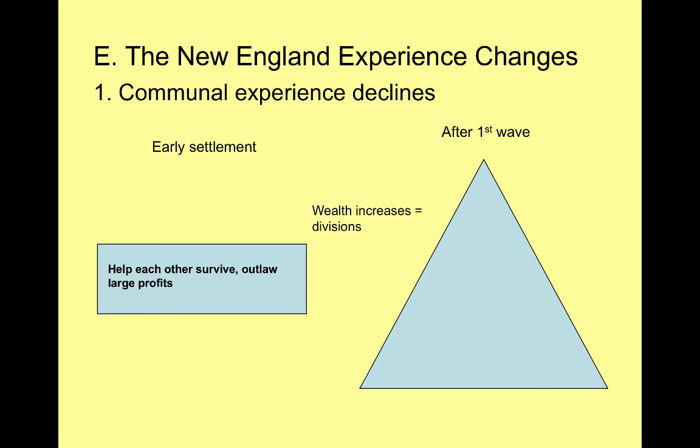And so over time, as we get into the last half of the 17th century, we see that a hierarchical society develops. We have rich and we have poor. And this goes against the New England ideology. Remember, the New England colonies were created to create a utopian community where everybody got along and helped each other out, but now we have rich and poor.